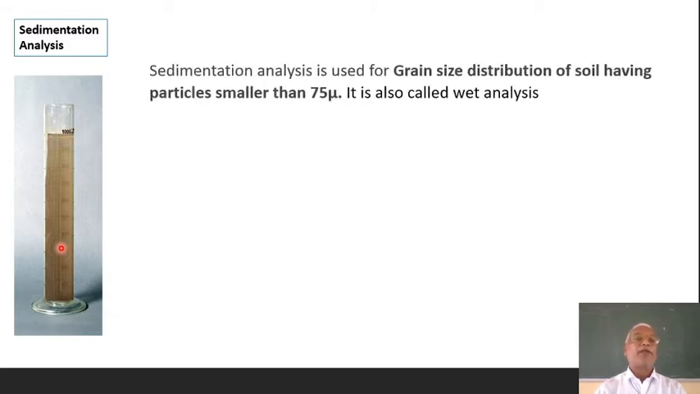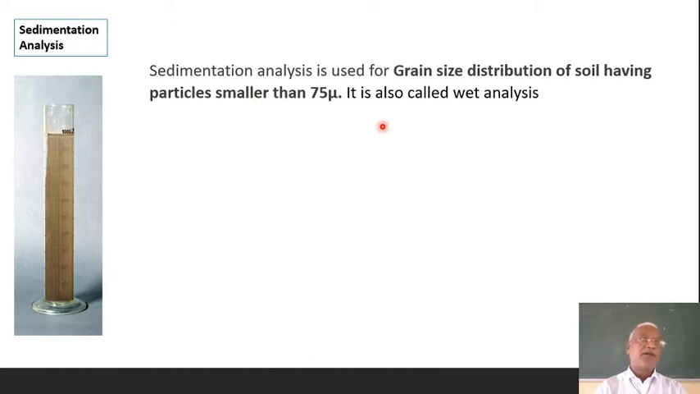So sedimentation analysis is used for grain size distribution of soil having particles smaller than 75 microns. It is also called wet analysis because in sieve analysis it is dry. Here, wet analysis in the sense it is inside the water, we put the soil and then we try to gather the information so that we can find out grain size distribution of the particles which are lesser than 75 microns.